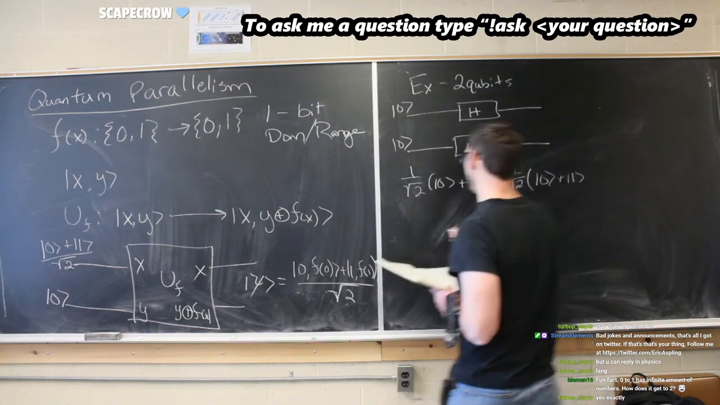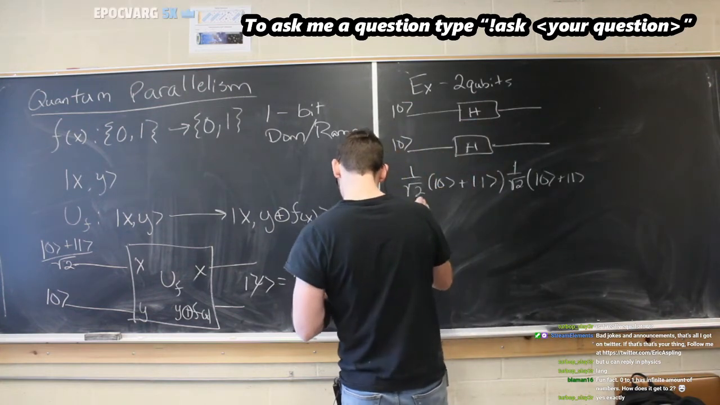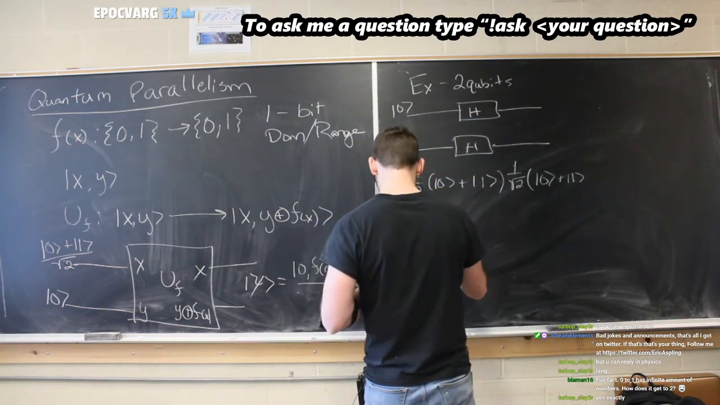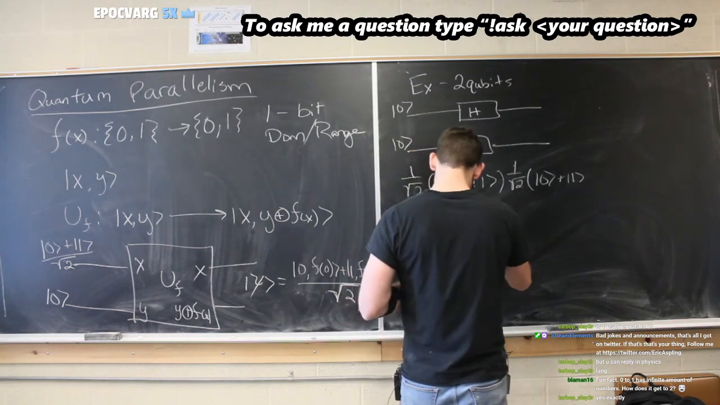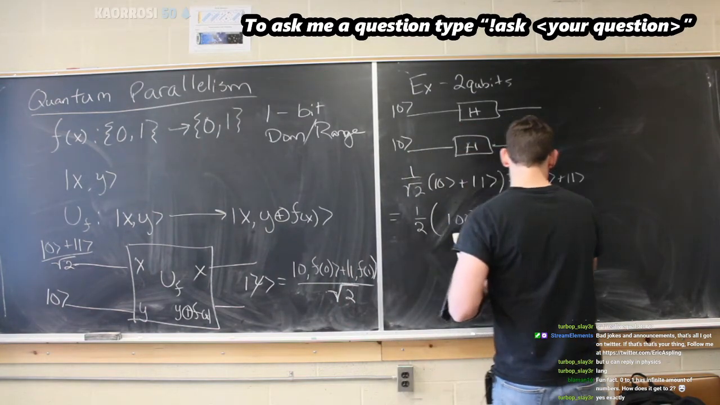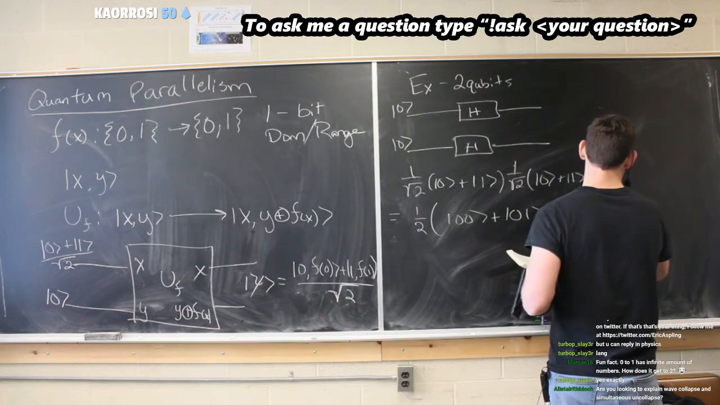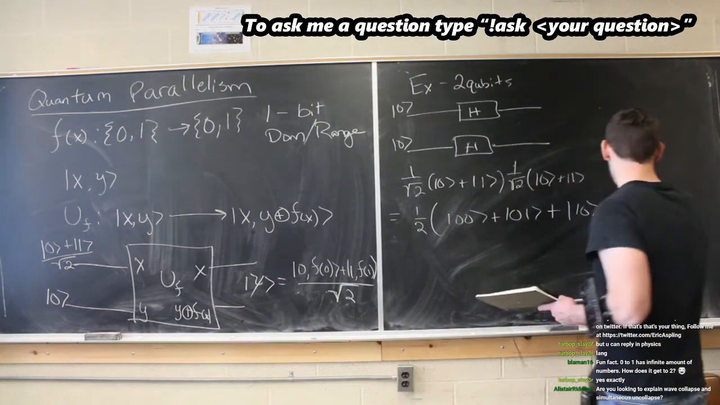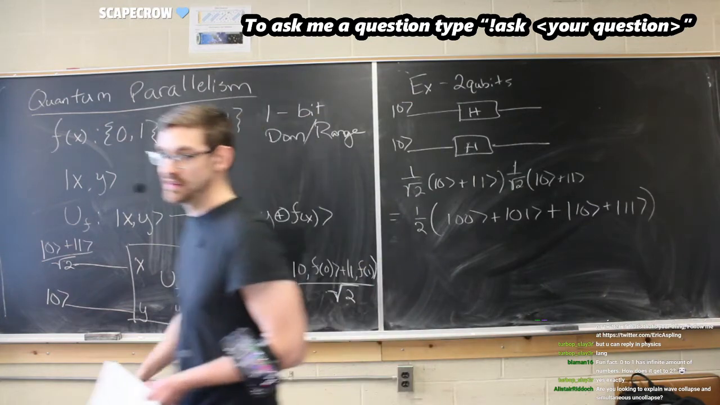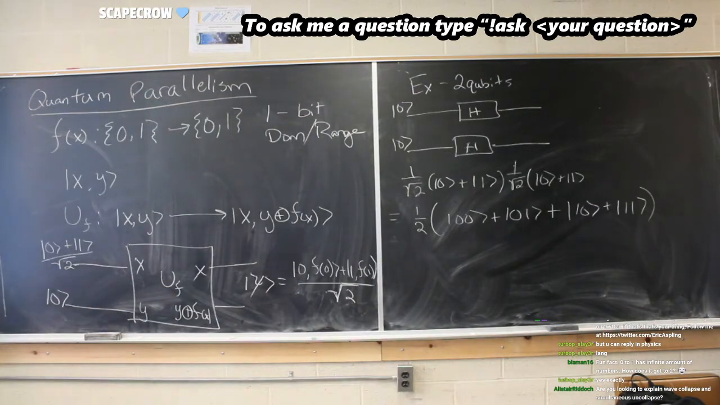Then we could rewrite this as 1/2 out in front of 0, 0 plus 0, 1 plus 1, 0 plus 1, 1, with all the tensored states together. This is not too unfamiliar to anybody. This is just having a bunch of different states.